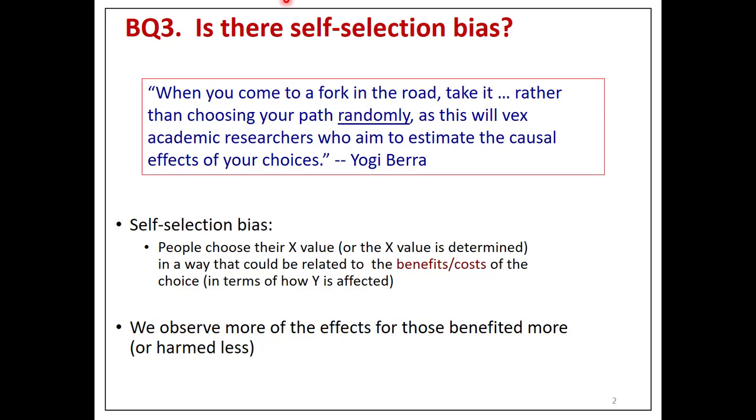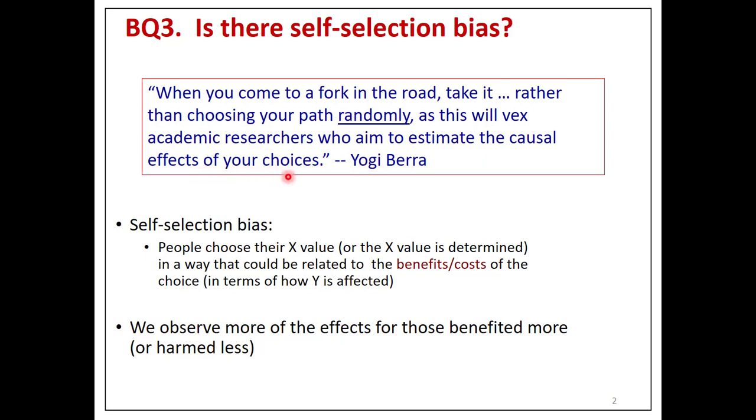Okay, so Yogi Berra once again gave us a great quote on this concept. He said, when you come to a fork in the road, take it, rather than choosing your path randomly, as this will vex academic researchers who aim to estimate the causal effects of your choices.